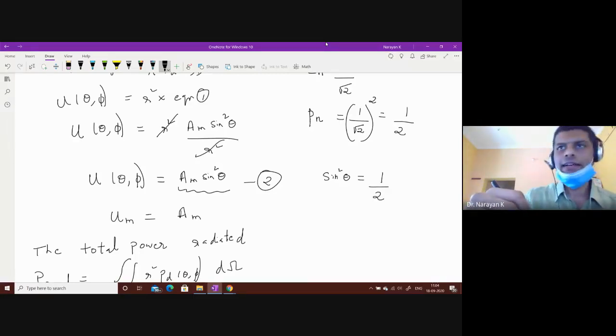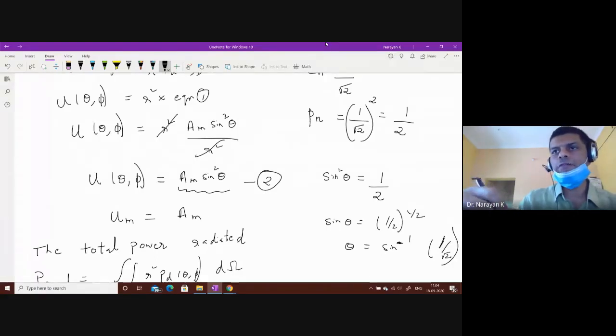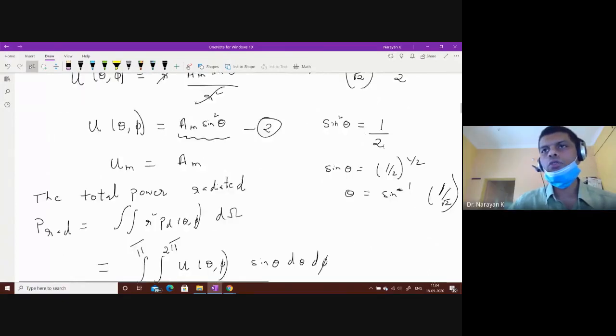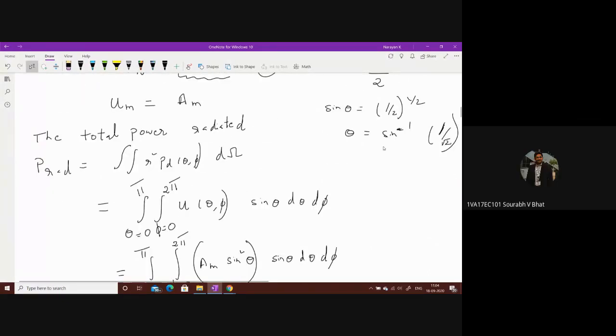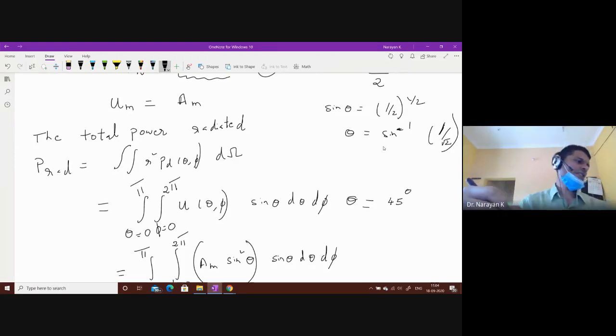So what will be your sine theta? 1 upon 2 raised to the power half. So your theta will be sine inverse of 1 upon root 2. Agreed. So what will be this? 45 degrees. Who came up with this idea of 57 degrees? 45 degrees. Okay. Then I will forget my mathematics.